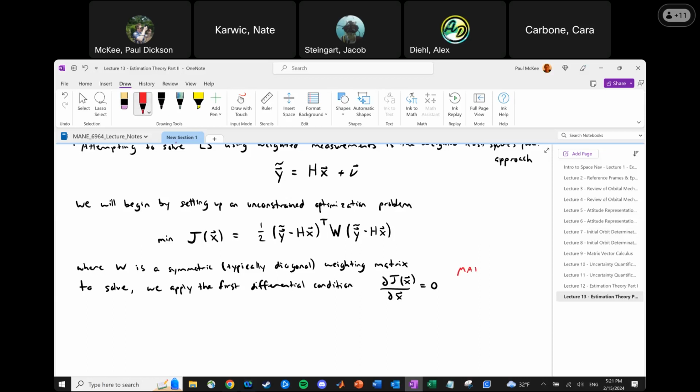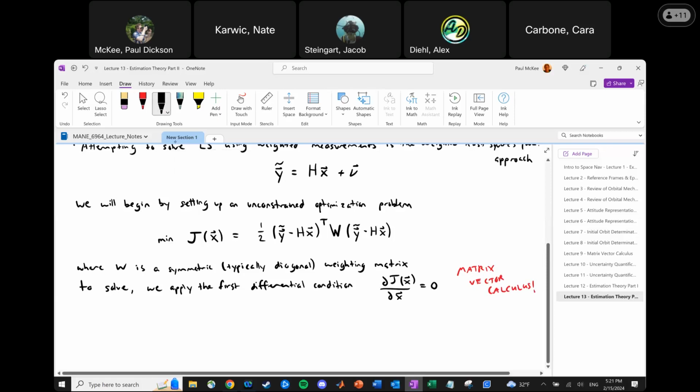This is matrix vector calculus. This is why Paul wanted you to know how to do matrix vector calculus. Yep, we found a use case for it. This is why we had to go through that lecture, because now we're about to take the derivative of a function of a vector with respect to a vector. So let's make our lives easy.